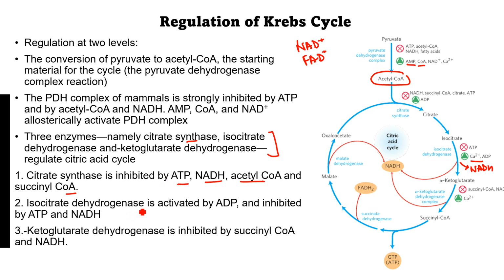Then isocitrate dehydrogenase is activated by ADP and inhibited by ATP and NADH. Then alpha ketoglutarate dehydrogenase is inhibited by succinyl CoA. For alpha ketoglutarate dehydrogenase, the product formed is succinyl CoA. So if this product is in very high concentration, it will automatically inhibit the enzyme alpha ketoglutarate dehydrogenase.